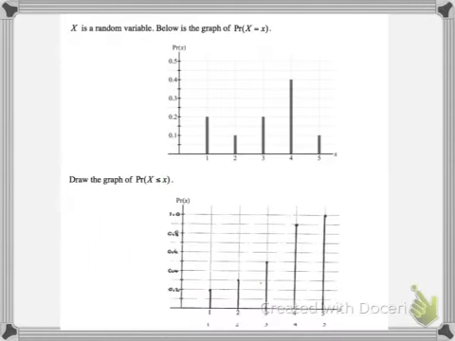Below, x is a random variable. Below is the graph of the probability of x equaling a certain value. So you can see the probabilities are pretty variable here. We've got a 0.2 there, 0.1 there, another 0.2, a 0.4 and a 0.1. So you can see the different probabilities there. And it's asking you to convert that to the graph of the probability of x being less than or equal to x.